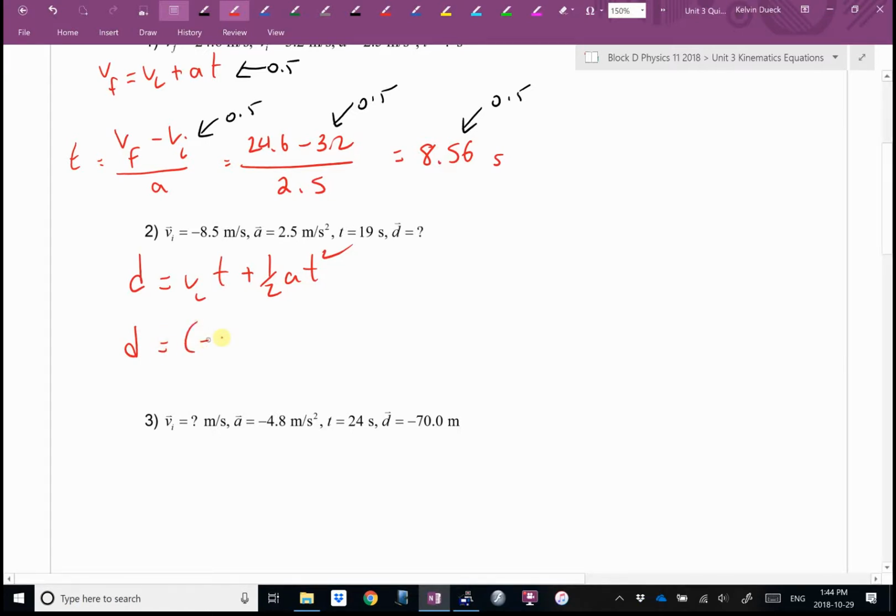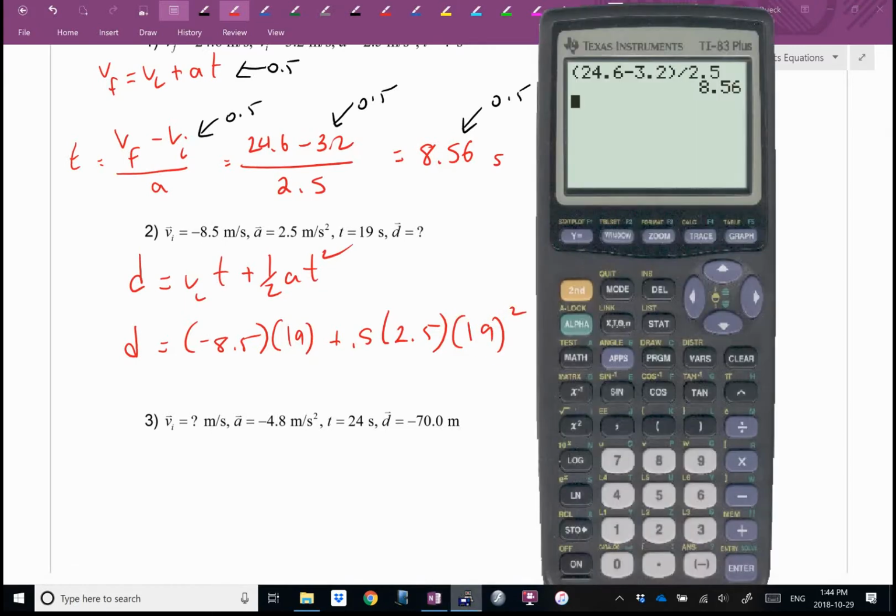It's going to be negative 8.5. What does that mean? The car started out going backwards, if I was giving this to you as a word problem. T, 19 seconds, plus 0.5 times 2.5. It's going backwards, but it's accelerating forwards, which means starting out going backwards, it's slowing down going backwards. That's what accelerating forwards would be. 19 squared. Most common mistake is kids forget the squared. If you've listened to me and gotten a good calculator, and by now most of you have, you can type all this in one fell swoop.